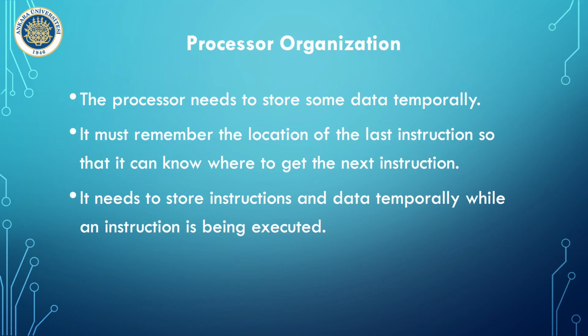The processor cannot work directly with main memory all the time because memory access is relatively slow. Instead, it needs temporary, very fast storage inside the CPU. It must remember where the last instruction came from so it can find the next one, and it must hold intermediate results while a current instruction is being executed. This is why we use registers and internal buffers. These small but extremely fast storage locations are critical for performance and for correct program execution.